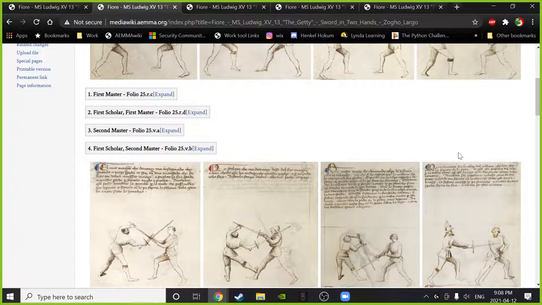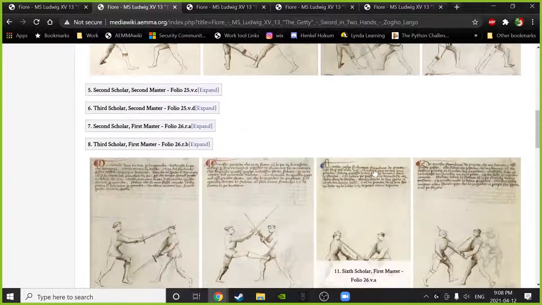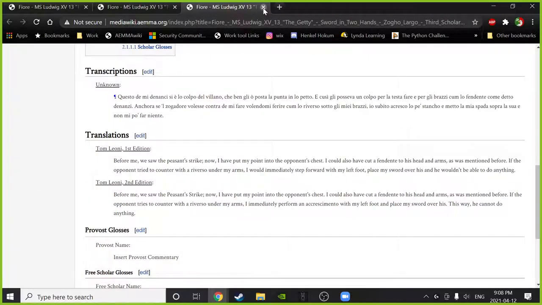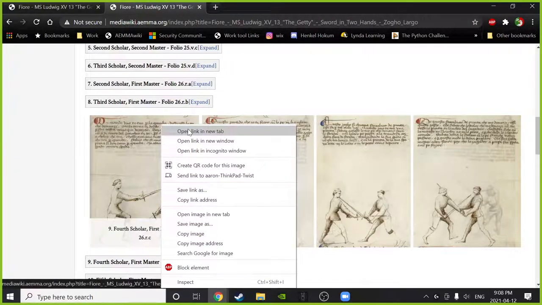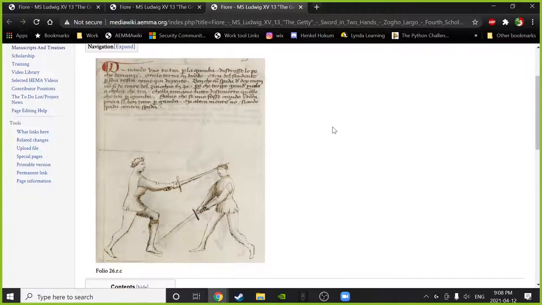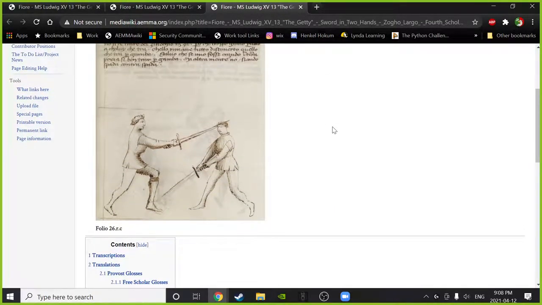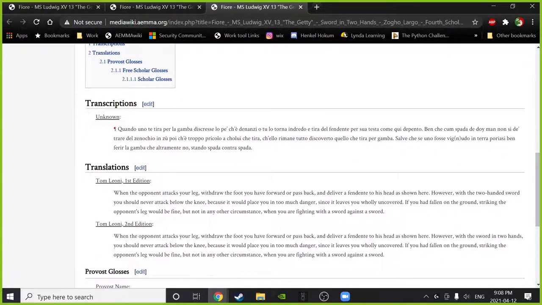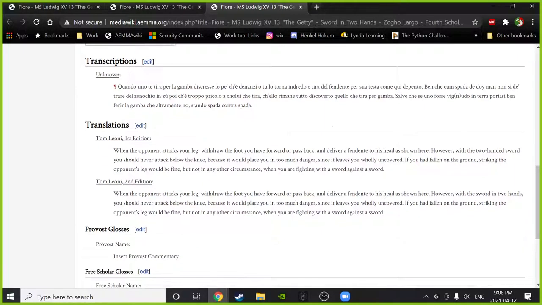All right. So, okay, we got the hand grabs, we got the peasant strike. That's great. Let's move on. Now we've got some more interesting, awesome stuff. We got the leg shot, 26RC. The infamous leg shot. Can we have Andrew read the text for us, please?